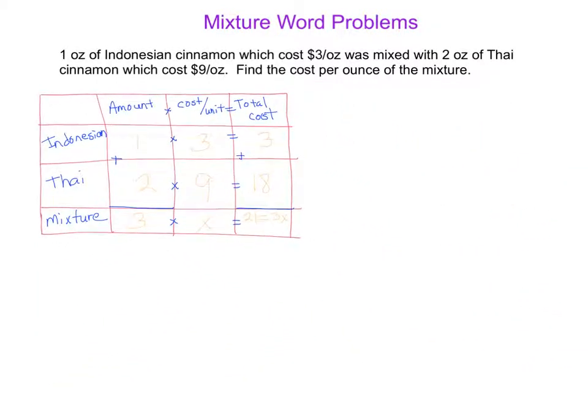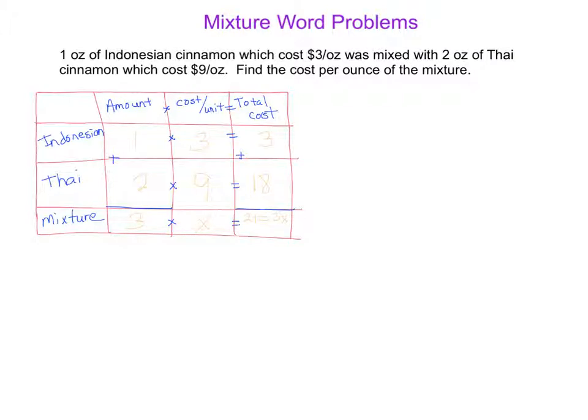You now have your equation to solve. So 21 equals 3x, divided by 3, 7 equals x. And the question is, find the cost per unit of the mixture, which is right here. So $7 per ounce will be your answer.